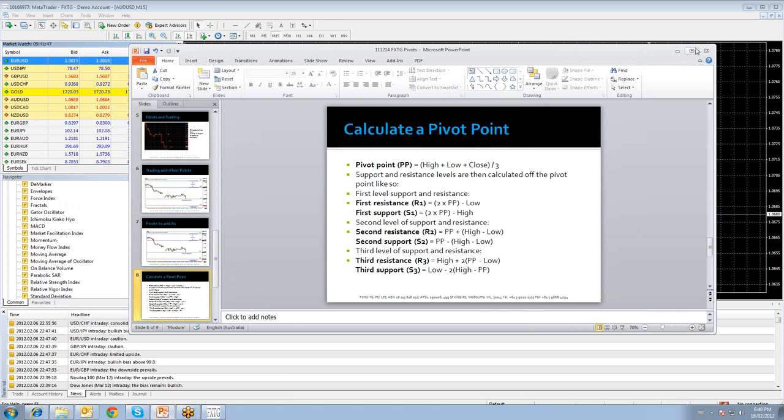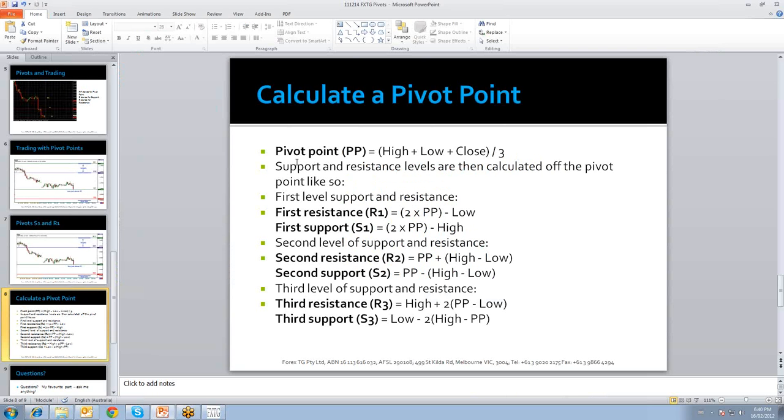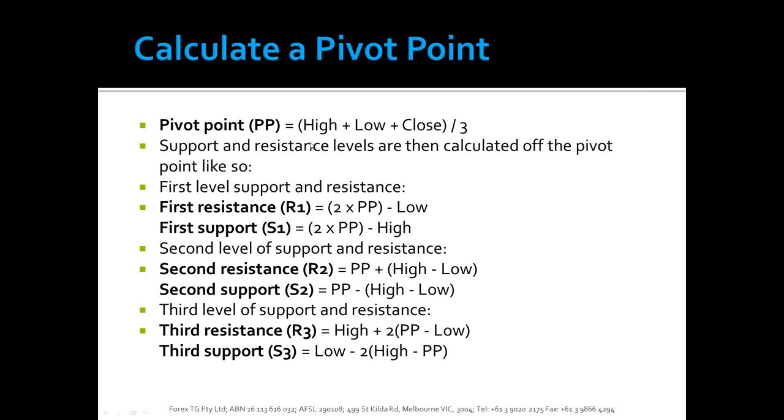So I'll go back to the pivot point line. Pivot point is simple: high plus low plus close divided by 3, you get your pivot point line. Support and resistance levels are then calculated off the pivot point line like so. First level support and resistance: first resistance R1 equals 2 times PP take away low. Now I know it looks a bit confusing. I'm going to leave this up here for about 30 seconds so you guys can jot it down quite quickly.